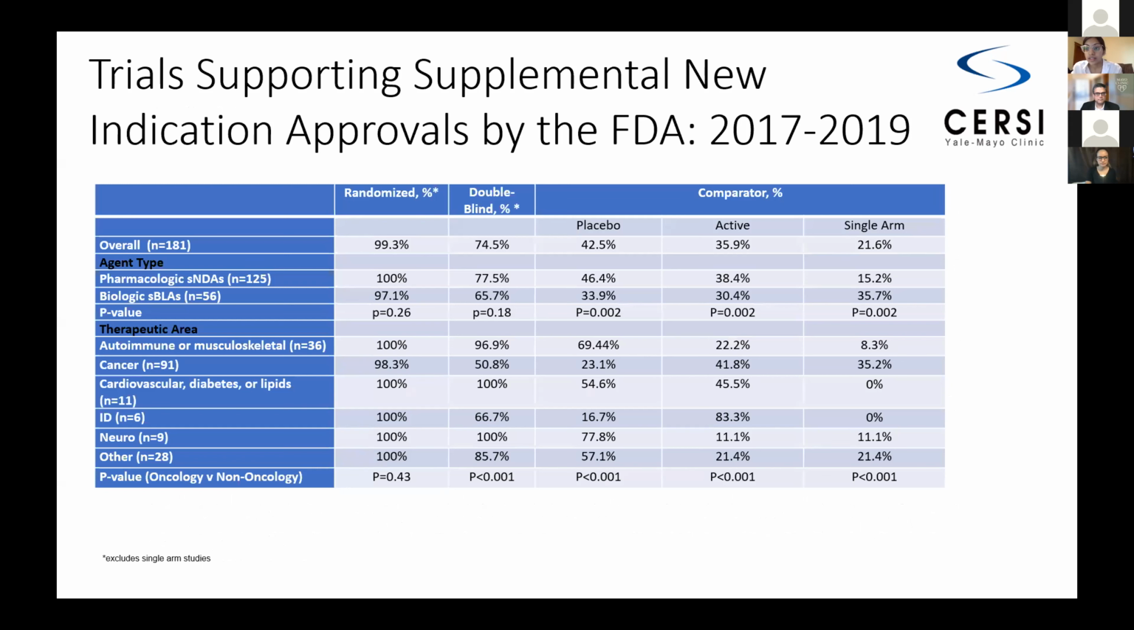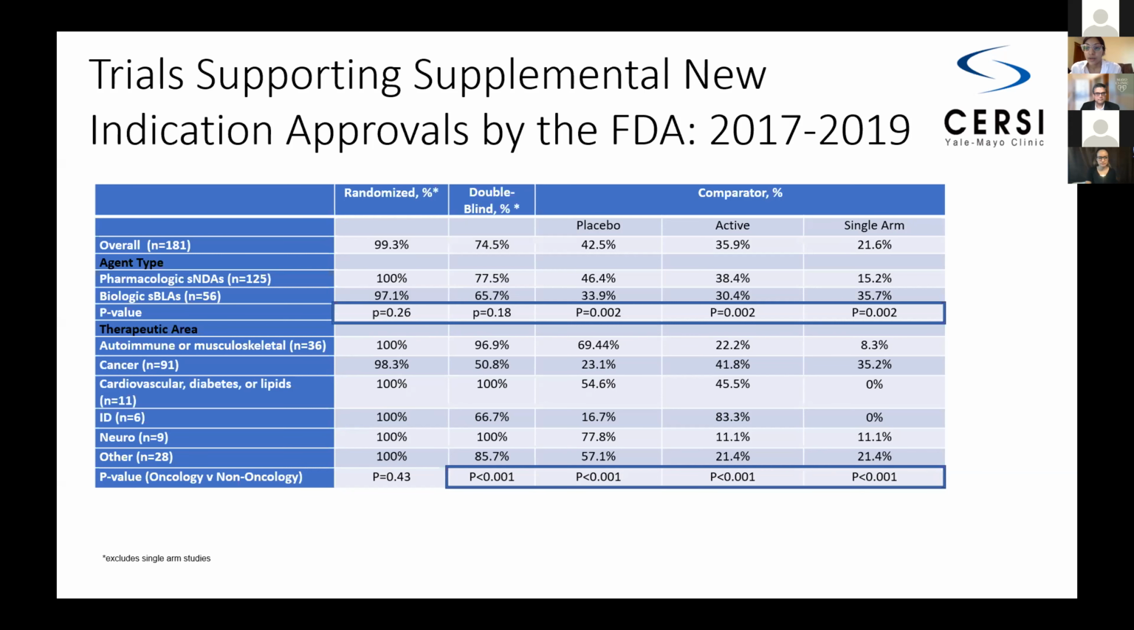Here you can see the summary statistics for the first part of our study. What I wanted to highlight here is that between pharmacologics and biologics, there weren't many differences in randomization and double blinding, but there was a difference among these two types of supplemental indication approvals with regards to use of a placebo or active comparator arm, which you can see on the right side of the table, where pharmacologics were more likely than biologics to use a placebo or active comparator arm.